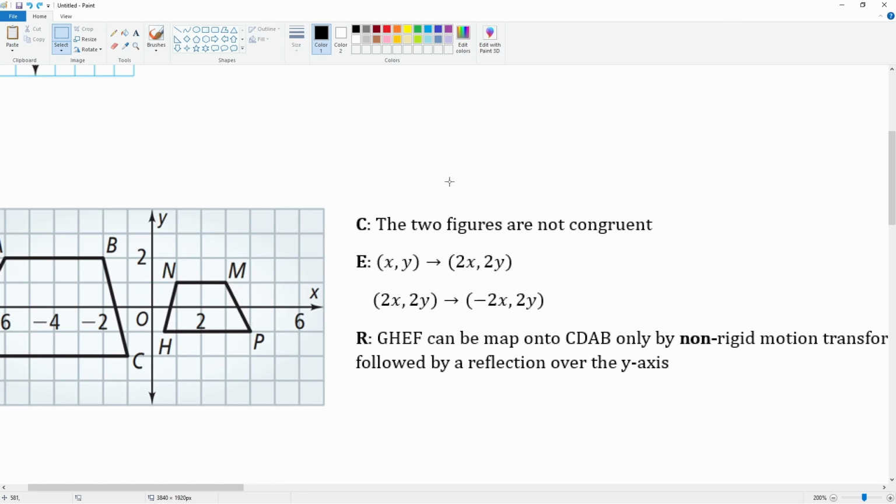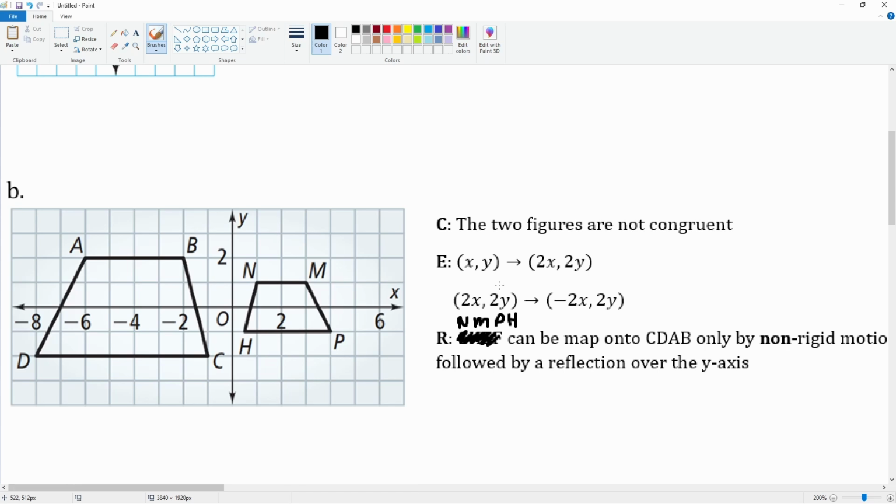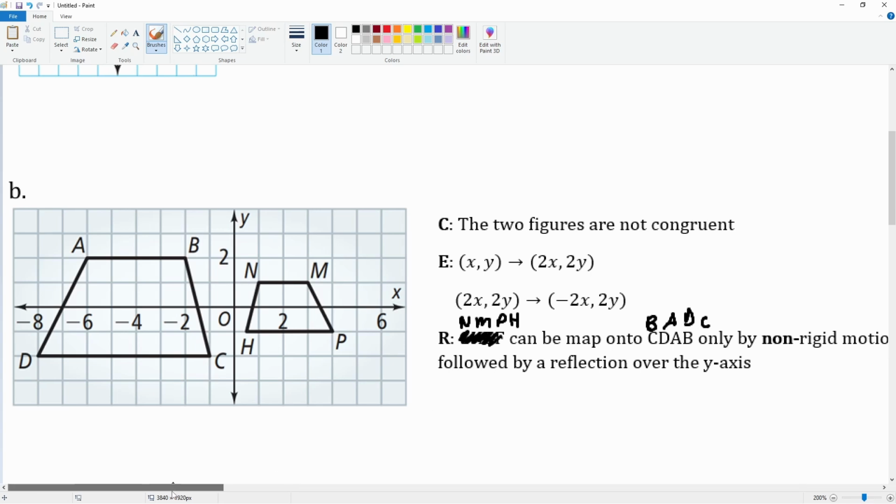Okay, yes, I did mess up here. This is not GHEF. This can be, let's say, NMPH, and then this one would be, I think, BA. P is down there, so this is D and C. Okay, so there you go.